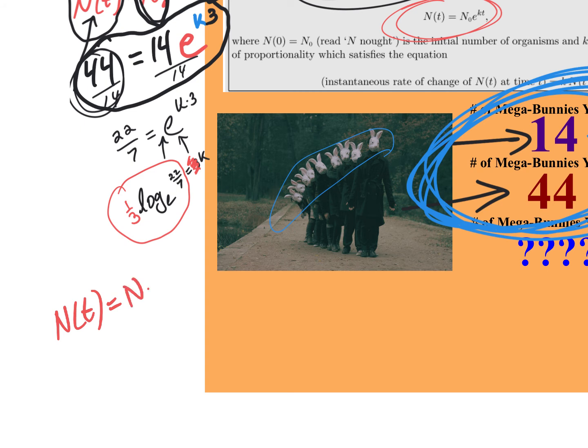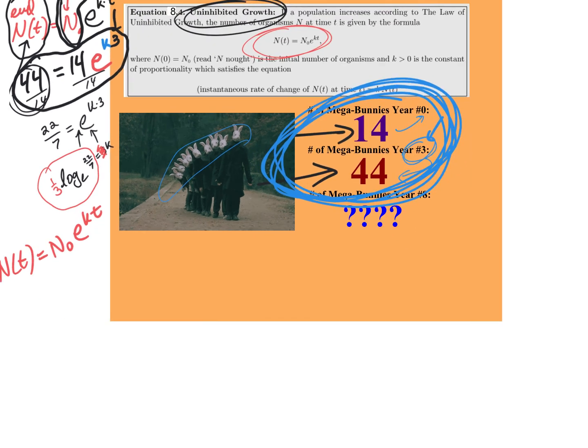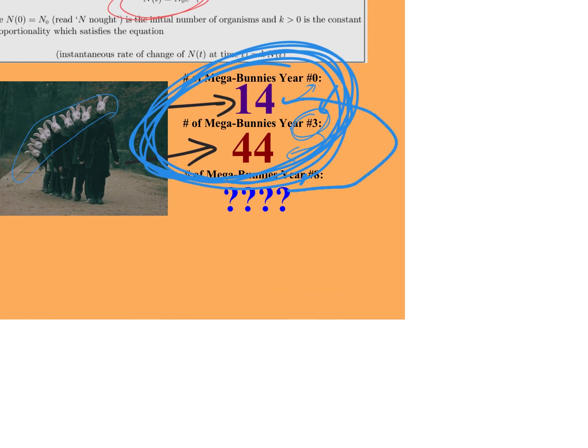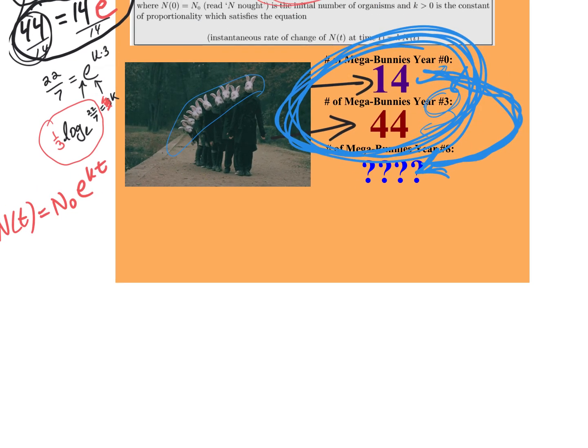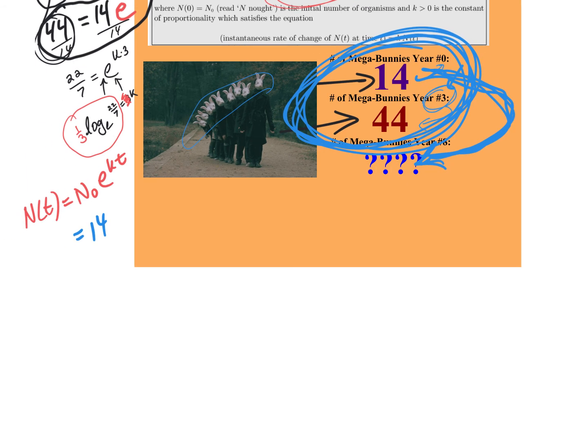N of 0, e to the kt. Now I put in what I know. Now, this experiment I'm doing is to say the 14 is the start and the ending is year 8, and I don't know how many there are in year 8. That's why it's more tricky. So now I go back and I put in my 14 to start with. That goes here. The ending number, I don't know. So I put N of t. I got to leave that as a variable because I don't know what it ends with. The number of bunnies is unknown.